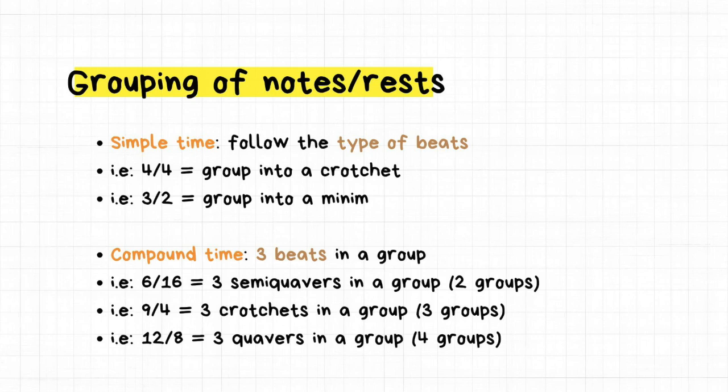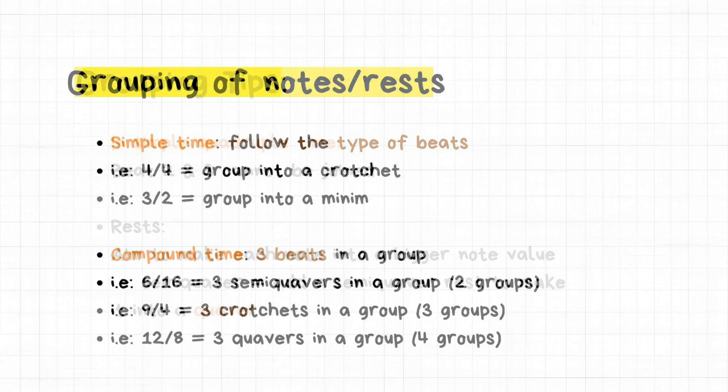For example, in 6-16, 3 semiquavers in a group, and there will be a total of 2 groups. 9-4, 3 crotchets in a group, total 3 groups. And 12-8, 3 quavers in a group, and we'll get 4 groups in total.